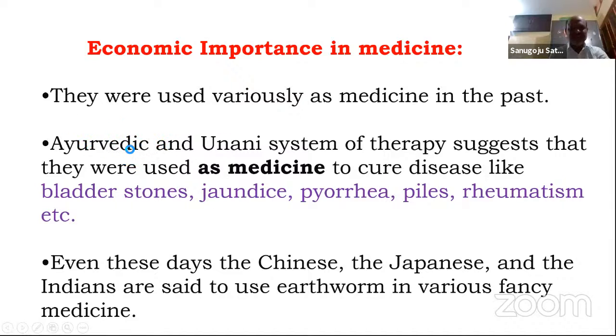And Ayurvedic medicine, these are purely made up of plants, and Unani system of medicine. These are made with plants and animals too. That means the Pheretima, or the earthworms, can be used in the past as medicine also. Even these days, the Chinese and Japanese are also using it as medicine. Many earn their livelihood by catching these worms and supplying scientific laboratories.